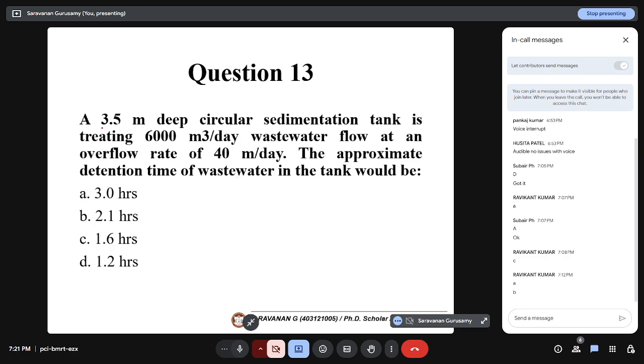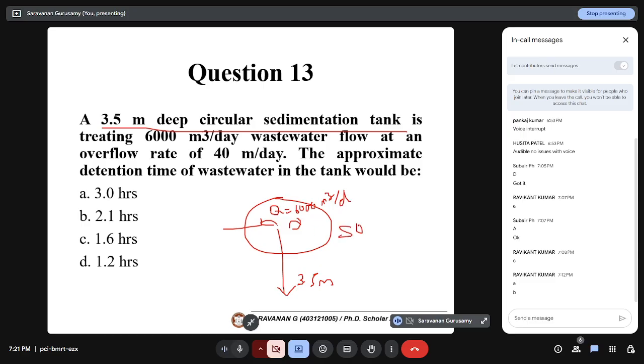Another question. See, a 3.5 meter deep circular sedimentation tank. So for the circular sedimentation tank, depth is given as 3.5 meter, treating water coming out, Q is 6000 meter cube per day, at an overflow rate, SOR, given. That is the flow rate Vf to come out, 40 meter per day. This is actually meter cube per day per meter square, but they have given it in meter per day. The approximate detention time is the question.